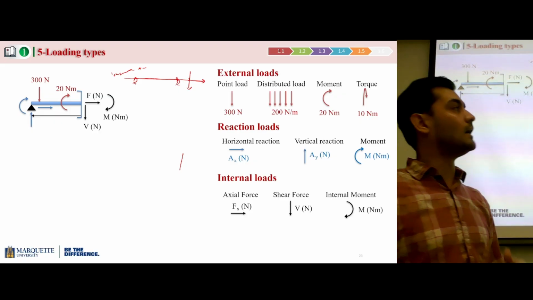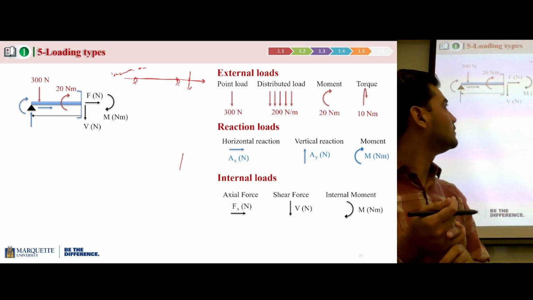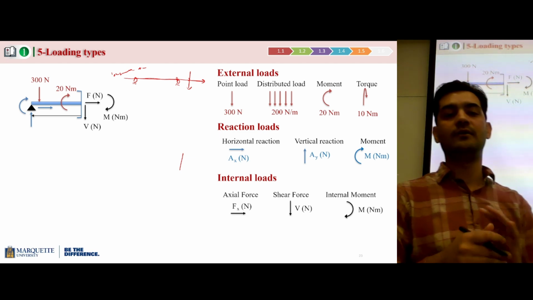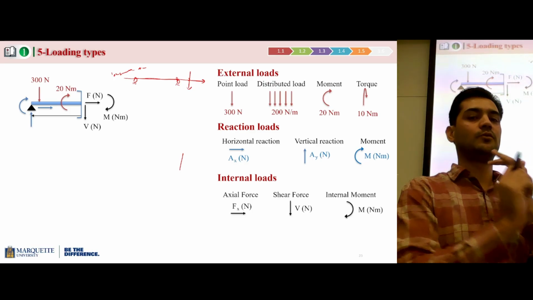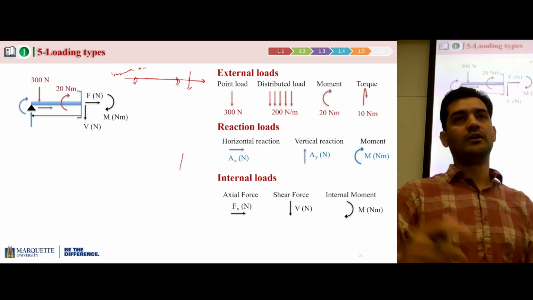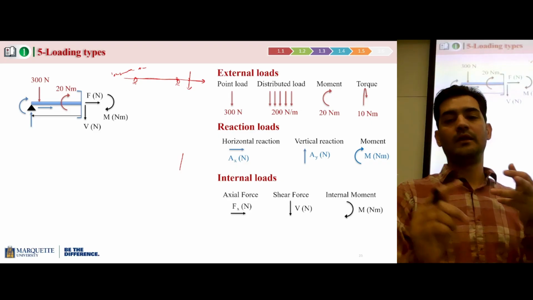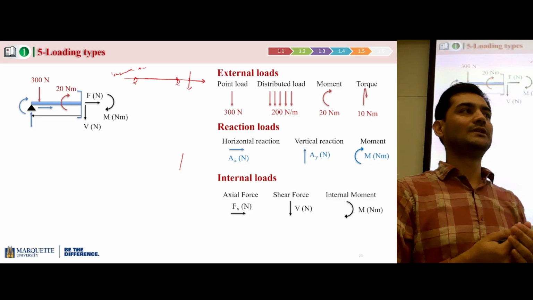And there's another load which is called moment. So whenever you cut a section, you're going to expose three kinds of internal loads. You will expose axial force, you're going to expose shear force, and you're going to expose internal moment. So that's how it's going to be.